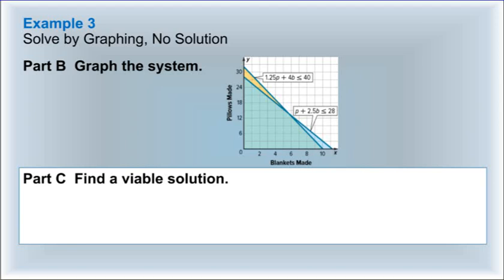So if I did 4 blankets, I could have 4 blankets and 12 pillows. I could do 2 blankets and 18 pillows. I can choose any of those points as long as it's a whole pillow and a whole blanket. You can choose any of those points that fit in the green shaded area.